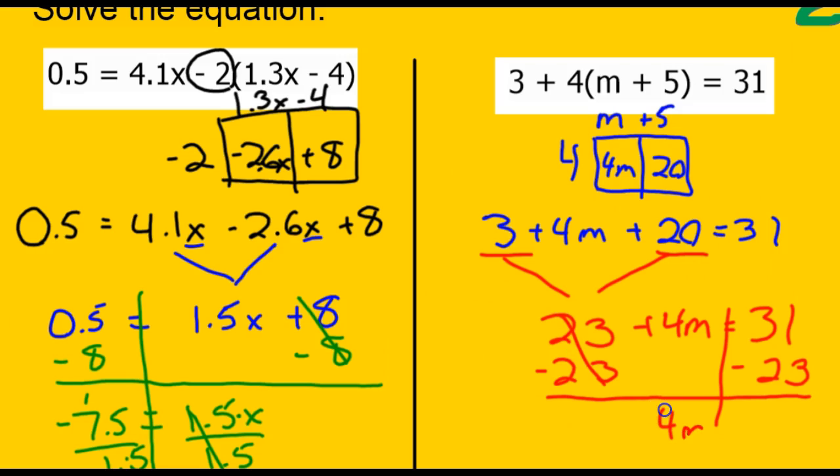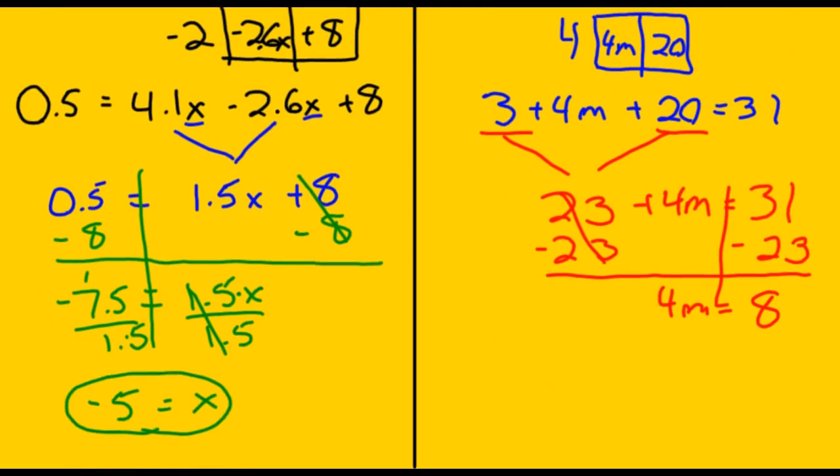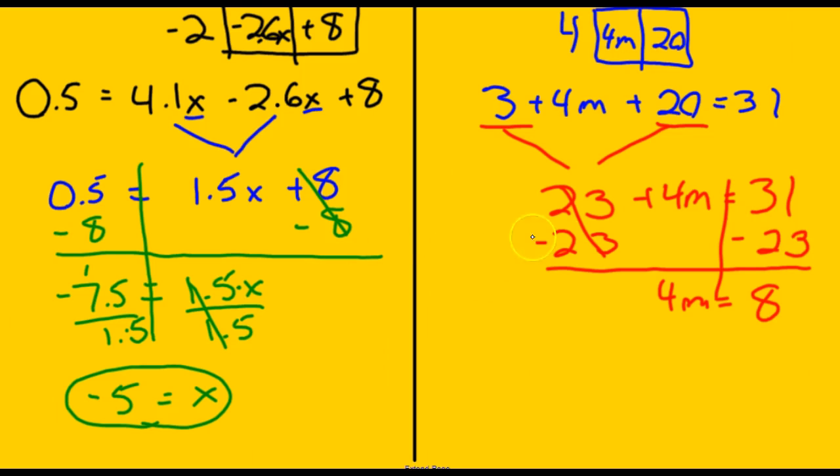So we get 4m equals 31 minus 23, which is 8. Last step, divide by 4. And m equals 8 divided by 4, which is 2.